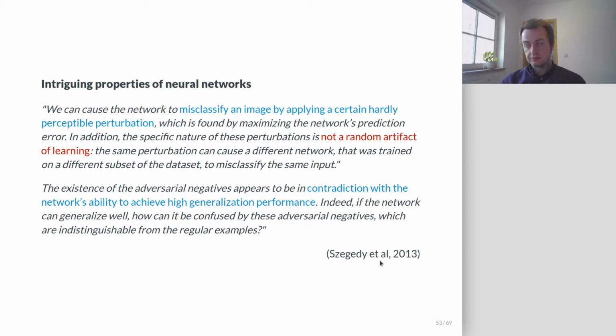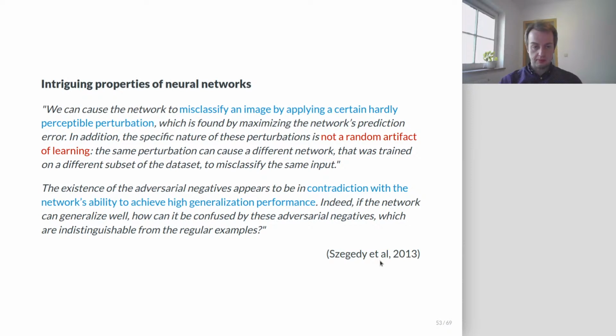It all started with a paper written in 2013, titled "Intriguing Properties of Neural Networks." And what they say, and I will just quote them, is that we can cause a network, any network, to misclassify an image by applying a certain hardly perceivable perturbation, which is found by maximizing the network's prediction error. In addition, the specific nature of this perturbation is not a random artifact of learning, and the same perturbation can cause a different network that was trained on a different subset of the dataset to misclassify the same input.